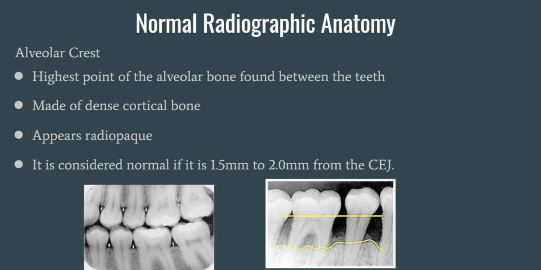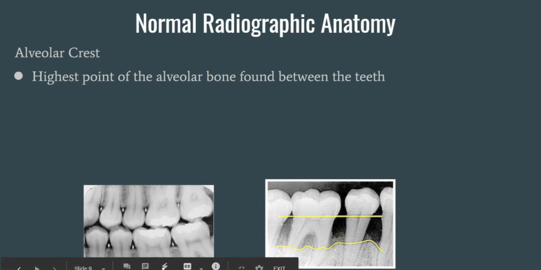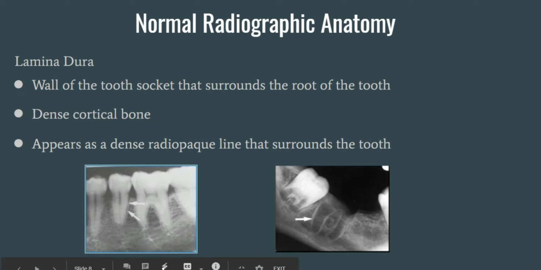Okay, I'm going to back this slide up and start over because I realized I said that this is the alveolar crest when it should be the CEJ that I was referring to. So backing everything up here.